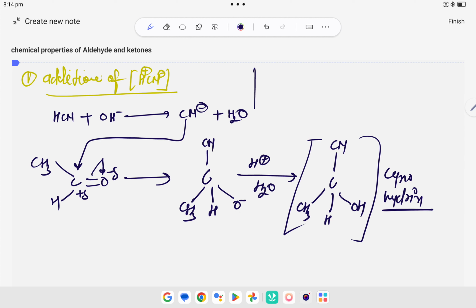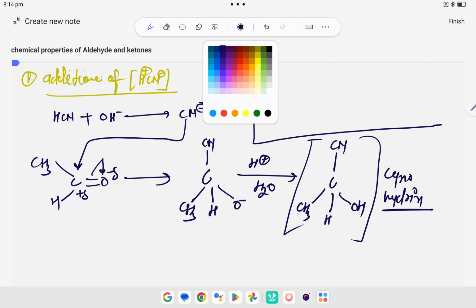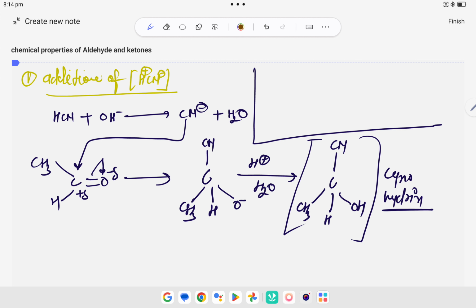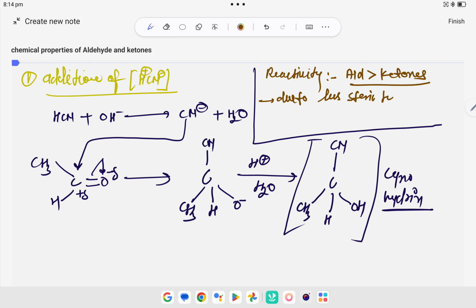Here, children, one more thing we are going to discuss: the reactivity of aldehydes and ketones. Which one is more reactive? Aldehydes are more reactive than ketones. Why? Nucleophilic attack is feasible in the case of aldehydes easily, in the case of ketones not easily. The reason is less steric hindrance.